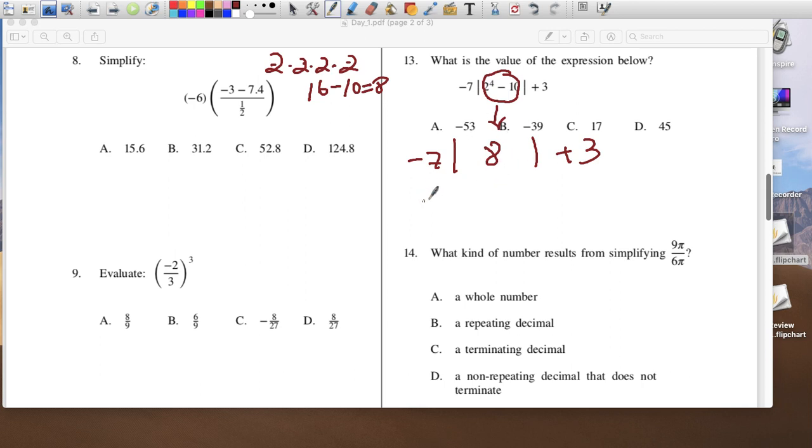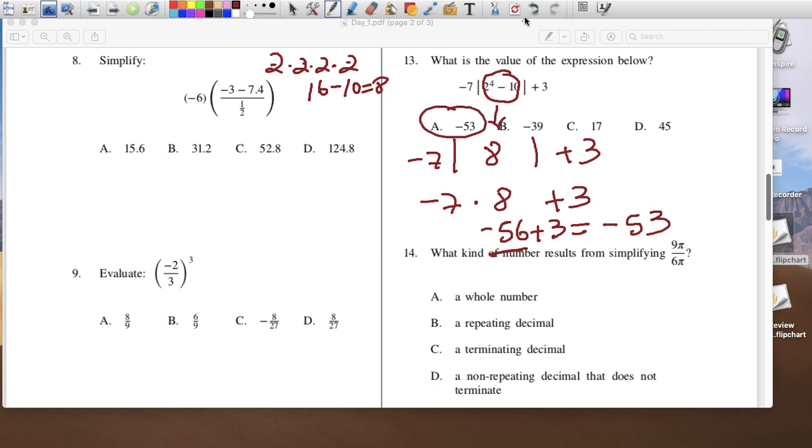Let's take the absolute value of 8. So negative 7 times the absolute value of 8, which is just 8. And then plus 3. Negative 7 times 8 is negative 56, plus 3. And you can tell there are more negatives, right? So my answer is going to be negative 53. And we have that right there.